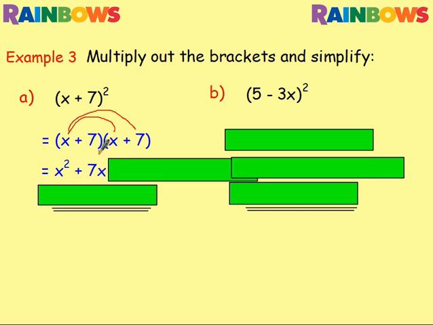So you would have the x times the x. X times x is, good, it's x squared. Then you would have the x times the 7. X times 7 is 7x. Good. Then you would have the 7 times the x. 7 times x, it's still 7x. Good. And then the 7 times the 7 is 49.